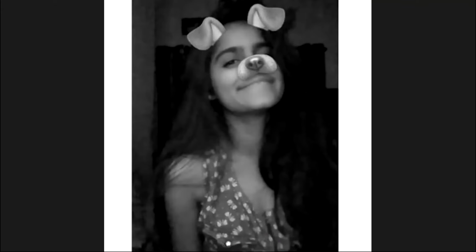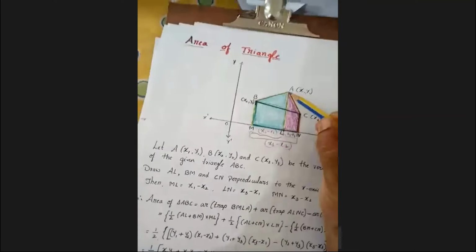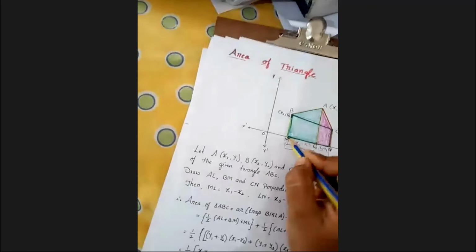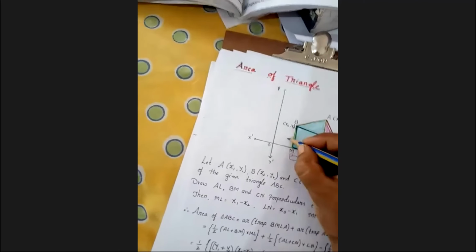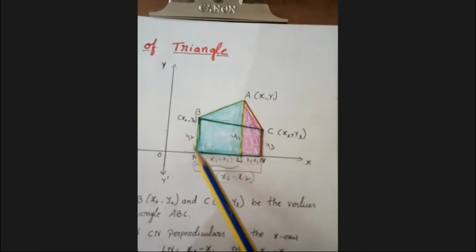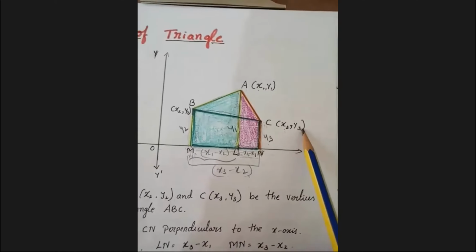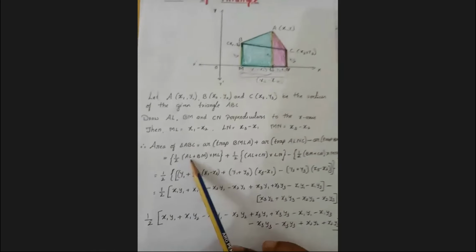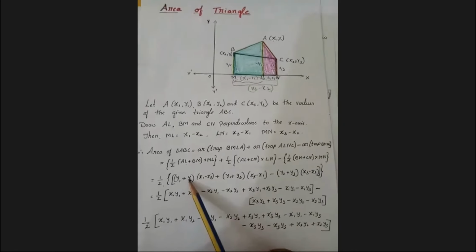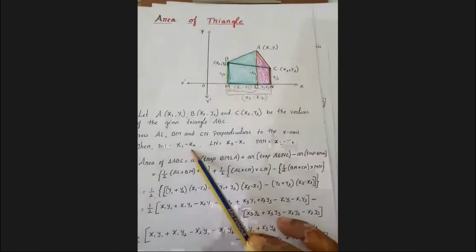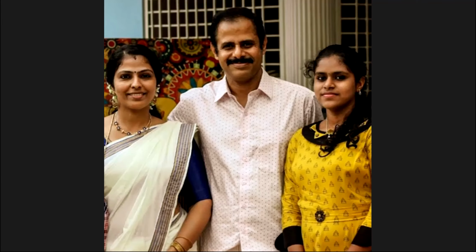Yes, ma'am. As I said, L is x1. Then what is AL? AL is nothing but the y1 line on the y-axis. And M is at x2. Then what is BM? BM is y2. This is y1 and this is y3. Am I clear, children? BM is y2, AL is y1 and CN is y3. I just applied AL value y1, BM is y2 and height is ML. ML value we already gave as x1 minus x2. Am I clear here? Yes, ma'am.